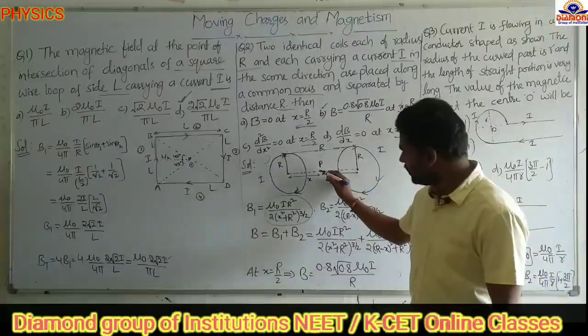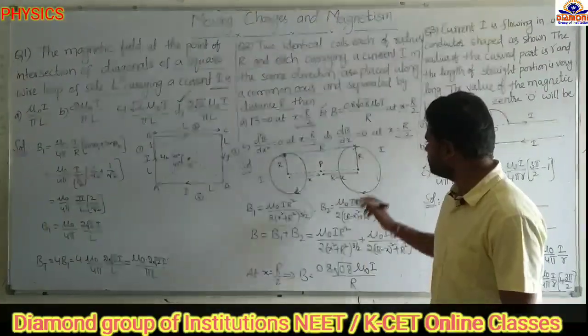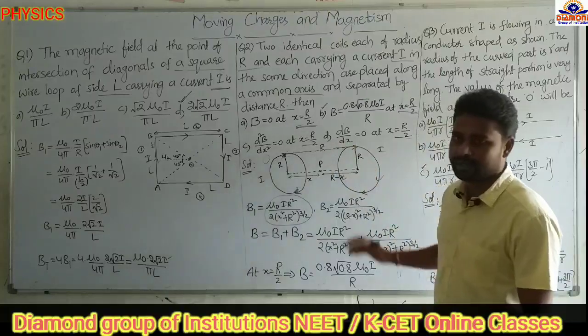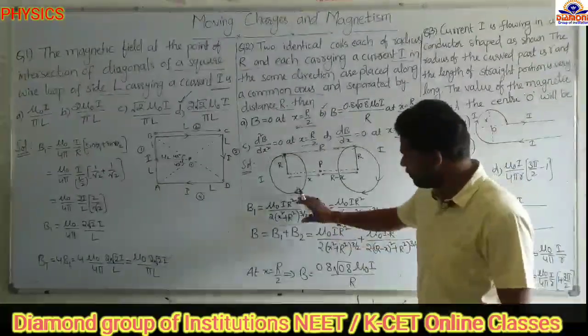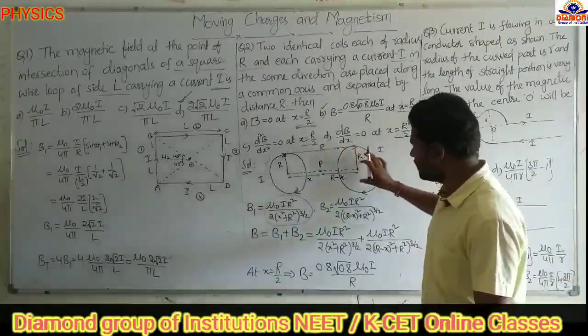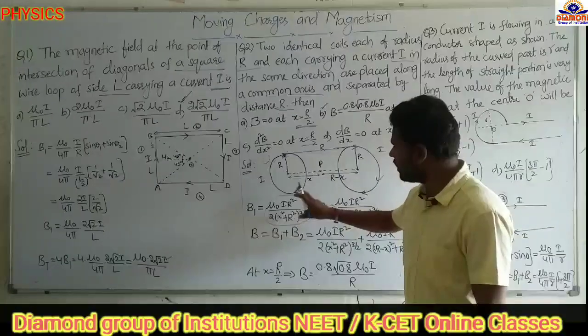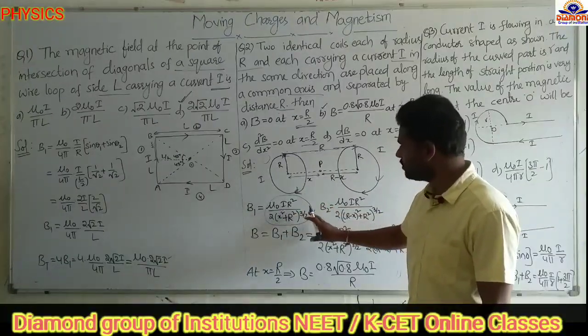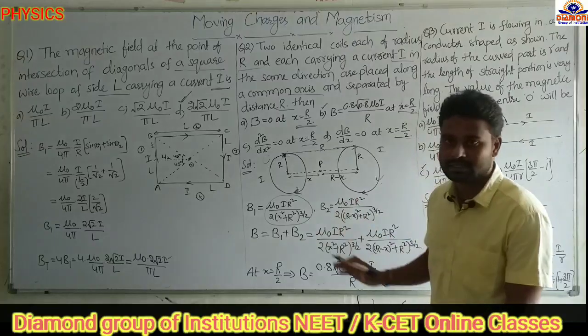So now this point is x distance from the first coil. Then what is the distance from the second coil? R minus x. Okay, so now I am applying this formula to the first coil and second coil. For the first coil, mu naught I r square by 2 into (x square plus r square) whole power 3 by 2, as it is the standard formula.